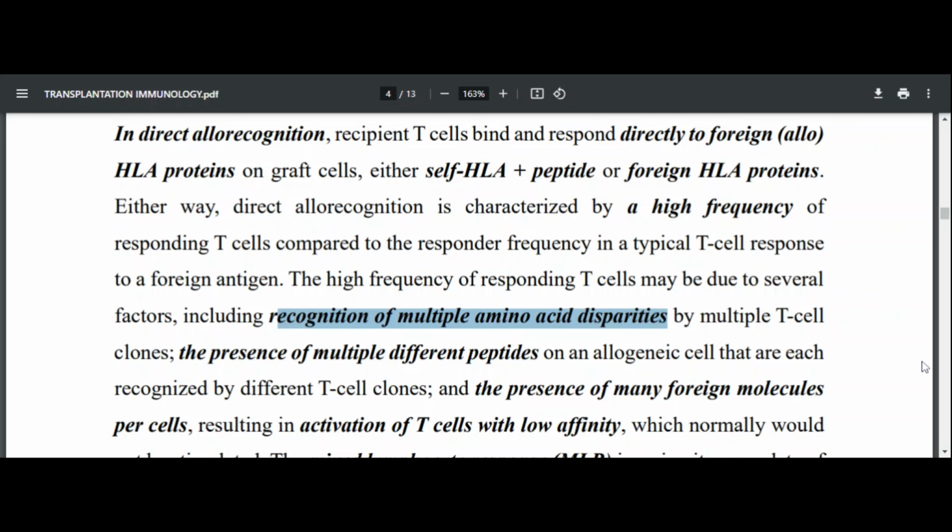That is why the reaction against HLA molecules or foreign HLA antigen is not the same as the reaction that happens with normal antigens, like bacteria or any other antigen, because of the diversity and polymorphism among human leukocyte antigens.